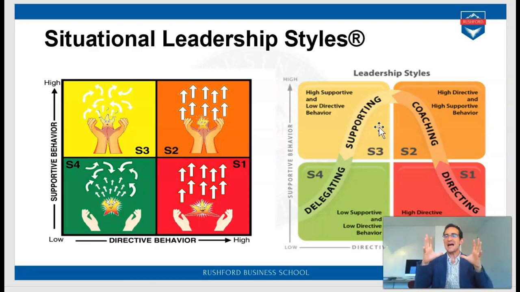So this is how we have to be flexible. Am I dealing with a D1, a D2, a D3, or a D4? So do we have to behave as an S1, S2, S3, or S4, according to the person I have in front of me? Do I have to be directive with an S4? What will happen if I'm directing with an S4? I will have a conflict. I will have a clash.